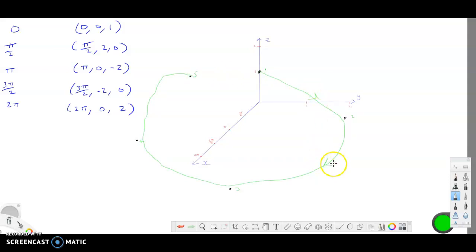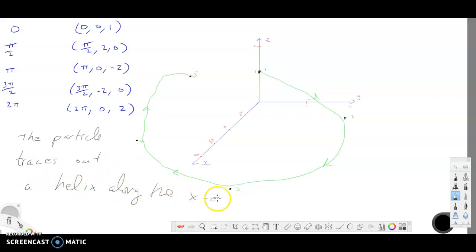Now, don't worry about the drawing anyway. We're not asked to do a drawing, but it's like a spring that's rotating around the x-axis and is coming out towards us. So the fancy word for that, describing more as the path the particle traces out: the particle traces out a helix along the x-axis. So that's it for part 2.